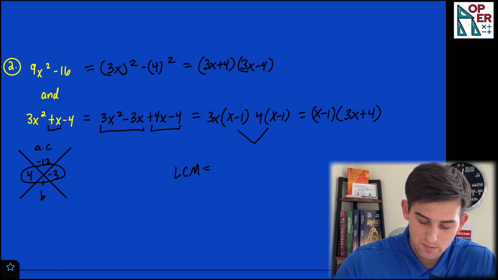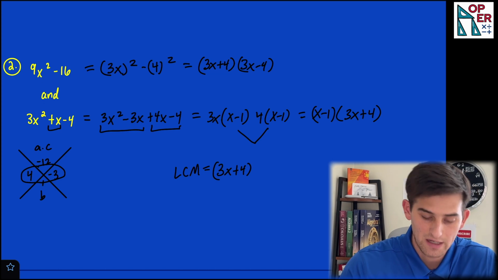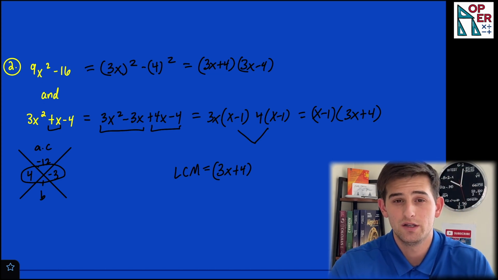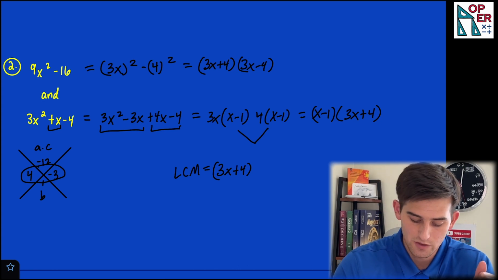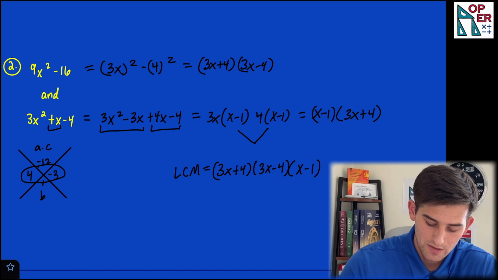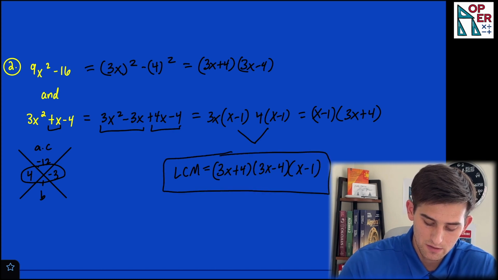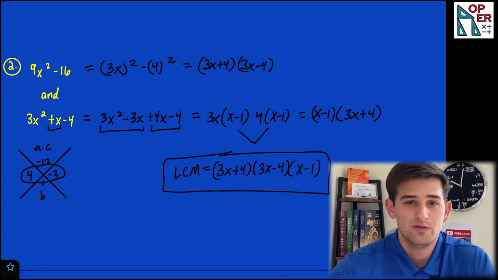Now let's think about our least common multiple. We have a 3x plus 4 in both of our expressions, but it's just one term of those, it's not being squared, so we're going to write 3x plus 4. Now we have a 3x minus 4, so we need to include that, and we also have an x minus 1. So this would be our LCM for number 2. All right, and that's how you can find the least common multiple of two rational expressions.